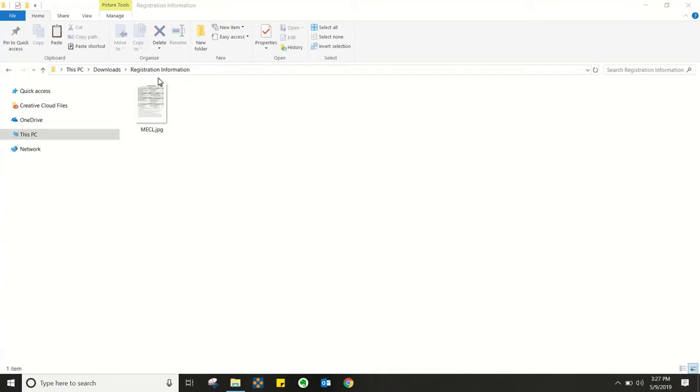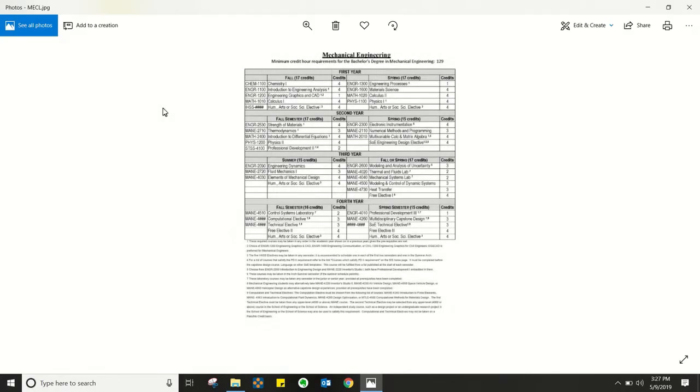Okay, remember when we told you to store the major template in a safe place? Well, now is the time to retrieve it because we are going to take a deeper look at your mechanical engineering template to determine what classes you should take this fall. Let's start by jumping right into the first semester.